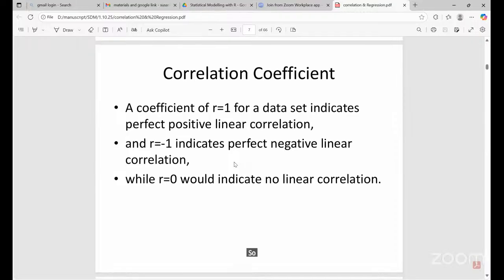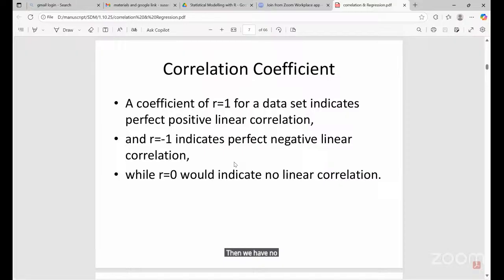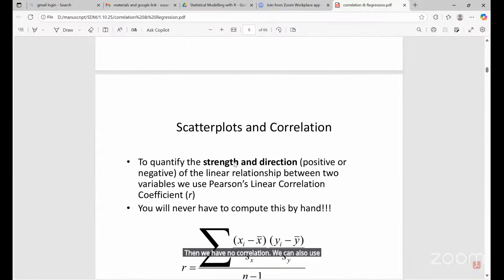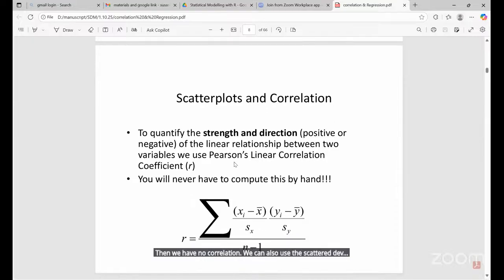So for r equal to 1, we have a perfect positive linear correlation, while when r is -1, we have a perfect negative correlation. When r is equal to 0, then we have no correlation. We can also use the scatter diagram to show us whether two variables are linearly associated.